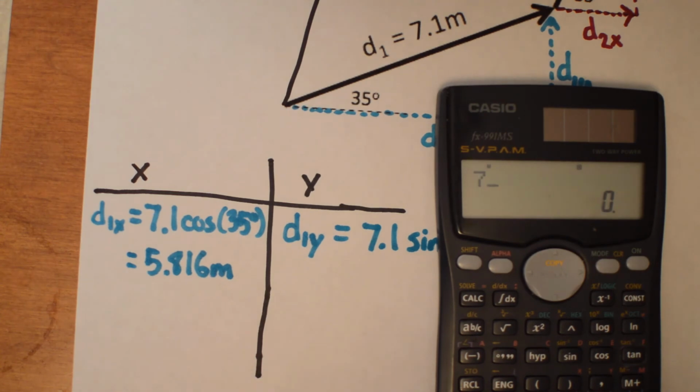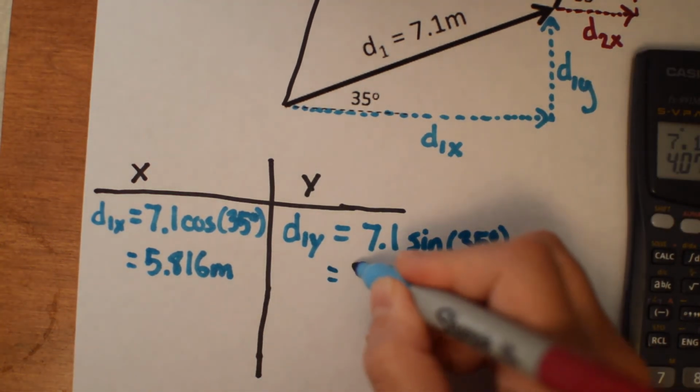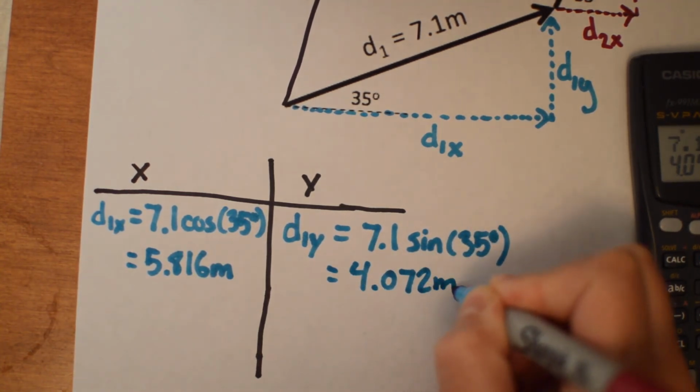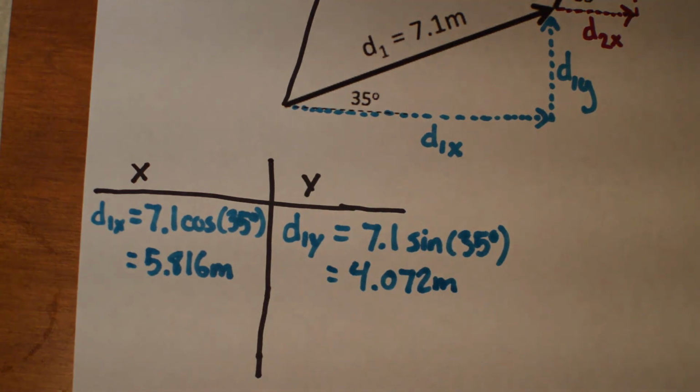So I'll do 7.1 sine of 35. That gives me 4.072 meters.